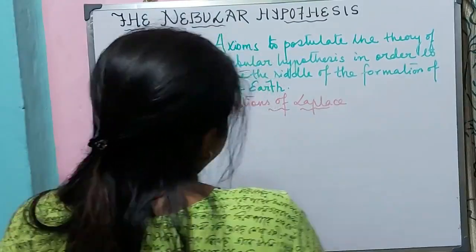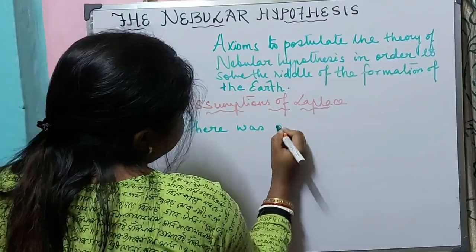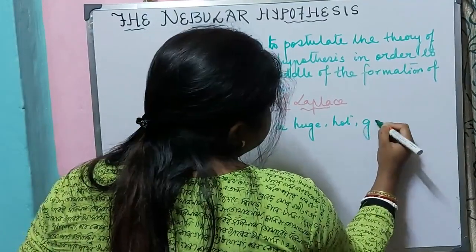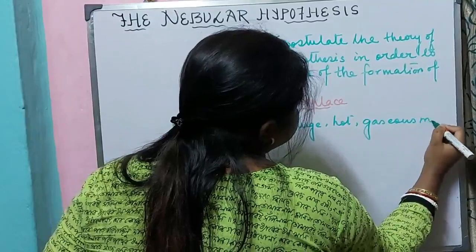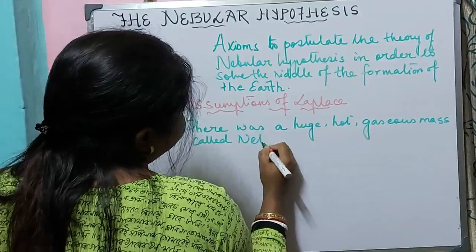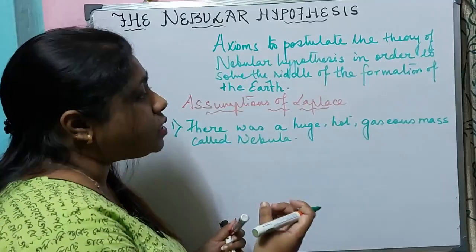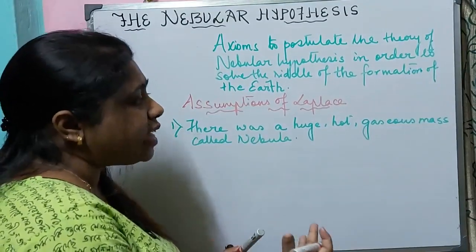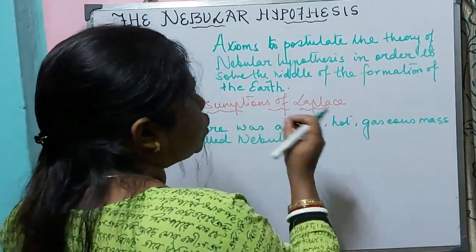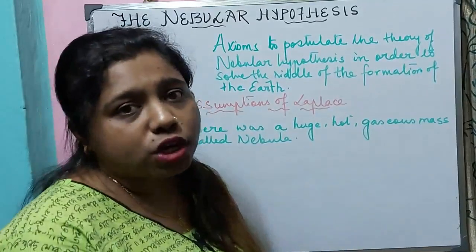The first assumption was that there was a huge, hot, gaseous mass from the beginning called nebula. Whereas Kant said that the mass was motionless, cold, and not rotating. Here Laplace said that the mass was, from the beginning, a huge, hot, gaseous mass. So it solved the problem of where the nebula got the heat.